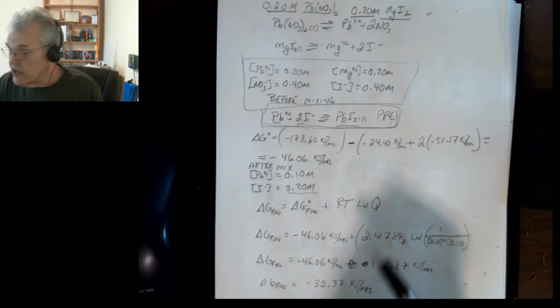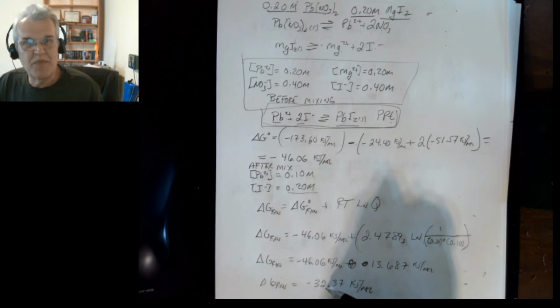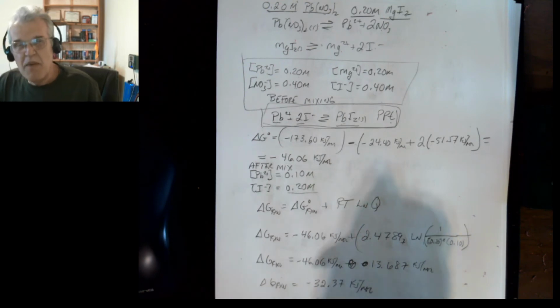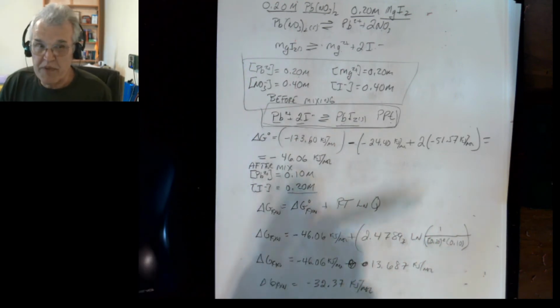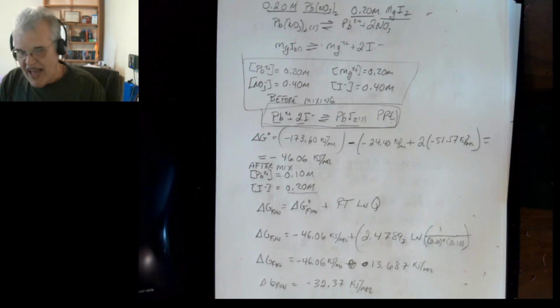Does that make sense? Sure, these were at 1 molar. This is now diluted down to 0.2 and 0.1 molar. So it's much more dilute, much less driving force for a precipitation reaction to happen. Okay? Does that make sense? That's the method that you have to use to be able to do it.